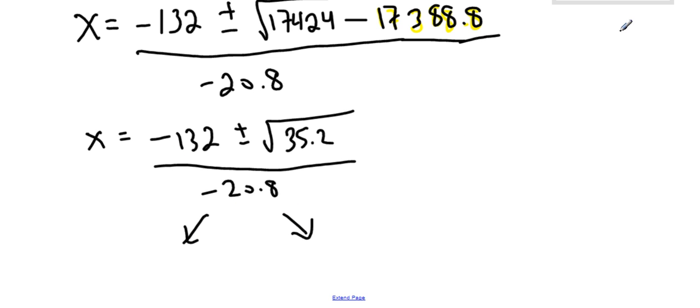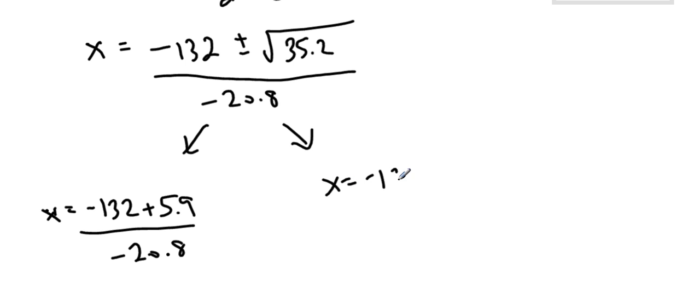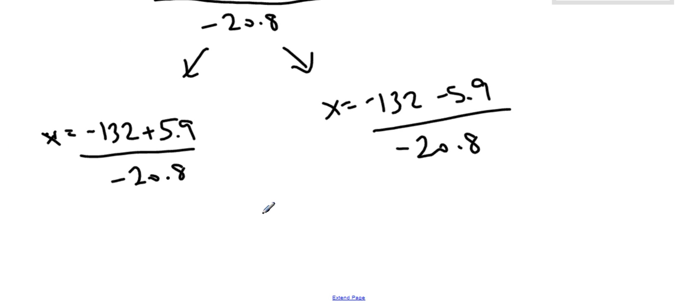So I'll split this into two answers. I'm going to have x equals negative 132 plus, and I'll take the square root of 35.2, which is 5.9. And x is going to be negative 132 minus 5.9 over negative 20.8. Then on the calculator, negative 132 plus 5.9 equals, divide by negative 20.8. Here I'm going to get 6.1. And over here, it's not going to be that much different, because I have a number like 132 and then I'm only changing it plus or minus 5.9. So we're going to get a fairly similar answer. In fact, I get 6.6.